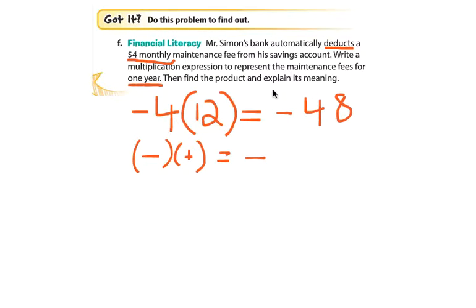So the last step here is to explain its meaning. Well, this just means that after a year, Mr. Simon is going to be paying the bank $48 every year. All right, so hopefully you got that correct.